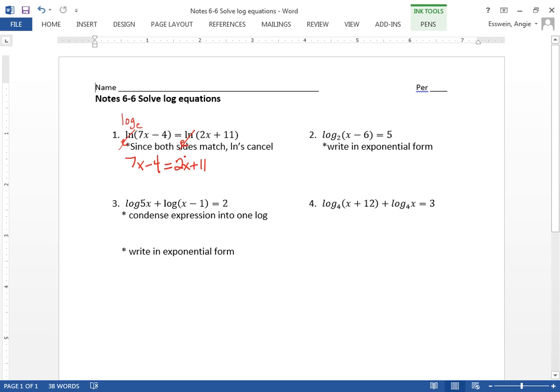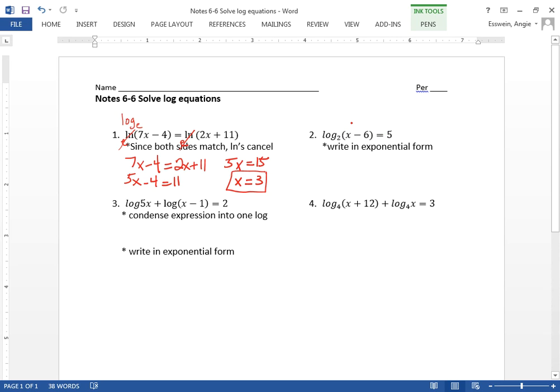And then, of course, once we get to this part, it's just a matter of getting the x's on the same side. So I would subtract 2x from each side. 5x minus 4 equals 11. And then I would add 4. It's all very relaxing, meditative, easy algebra. And then we get x equals 3. On a quiz, you can plug 3 back into each side and make sure you did it right.